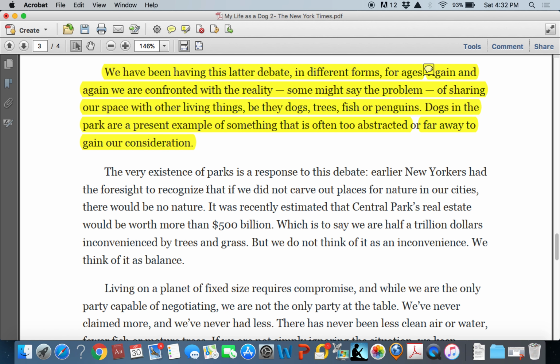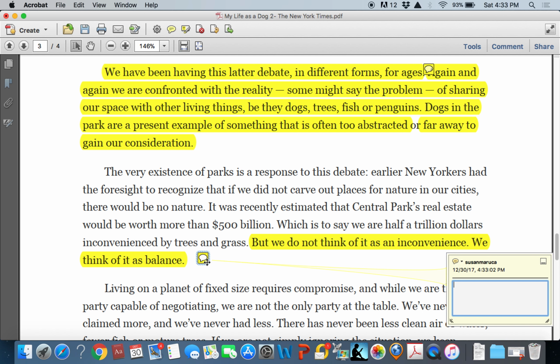Earlier, New Yorkers had the foresight to recognize that if we did not carve out places for nature in our cities, there would be no nature. It was recently estimated that Central Park's real estate would be worth more than $500 billion, which is to say, we are $500 billion inconvenienced by trees and grass, but we do not think of it as an inconvenience. We think of it as balance. Interesting. So I like this one. I like this sentence also.